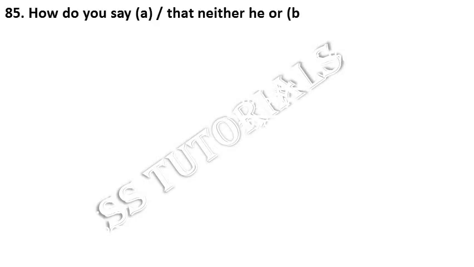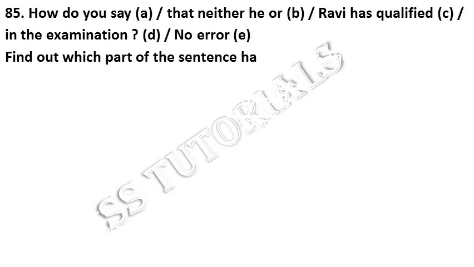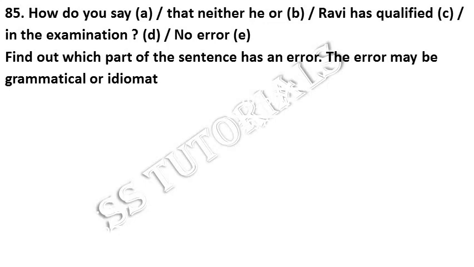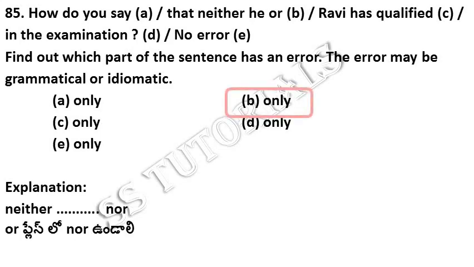How do you say that neither he or Ravi has qualified in the examination? No error. Find out which part of the sentence has an error. Answer: B.